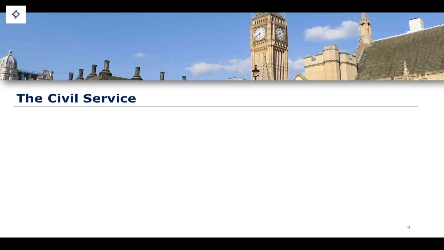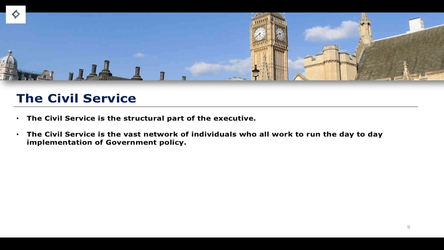Finally, then, we have the civil service. Now, the civil service is described as the structural components of the executive branch. The reason for this, of course, is because when you talk about the implementation of policy and the enforcement of law and all of these different complicated issues, you need a very big and vast network of individuals who will work to do the running of the day-to-day implementation of government policy.